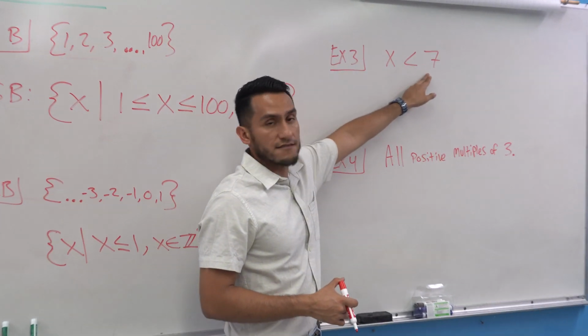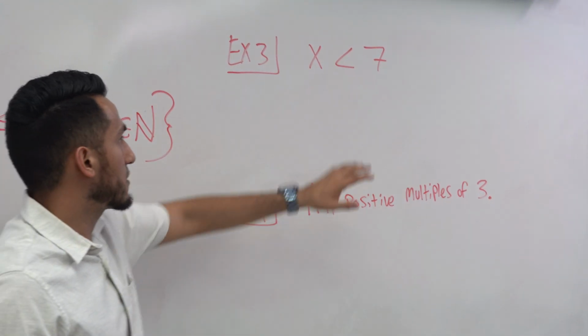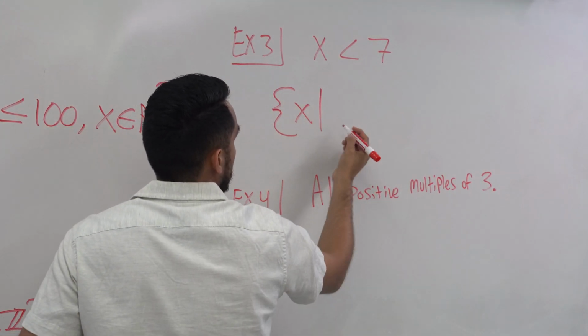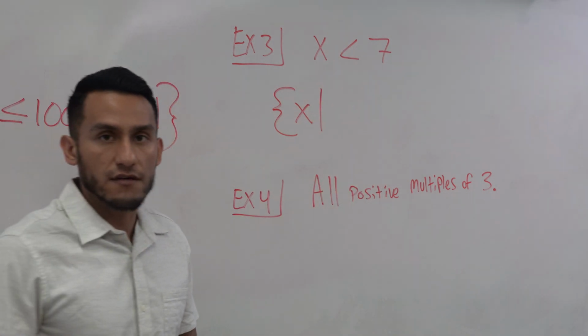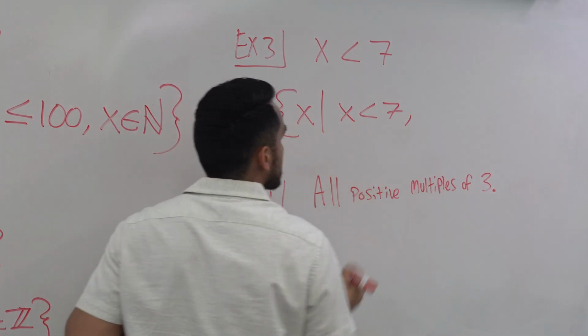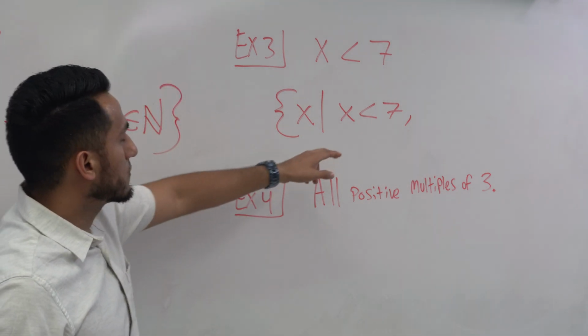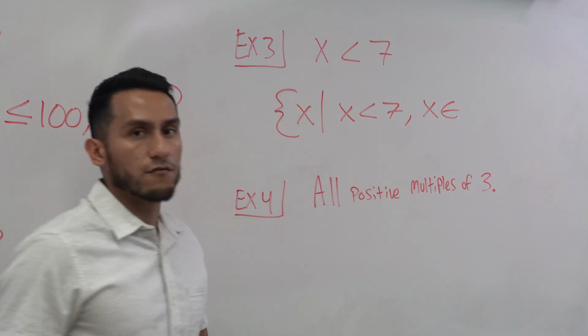We have X is less than 7. Here we got to create a set builder that's going to allow us to talk about this. So we're going to go ahead and start with the open brace. X such that, when they give you an inequality already, you can use that as your rule. X has to be less than 7. So X is less than 7. Now you got to describe the set of elements that you're talking about. So when we talk about the elements, X is an element of what set?